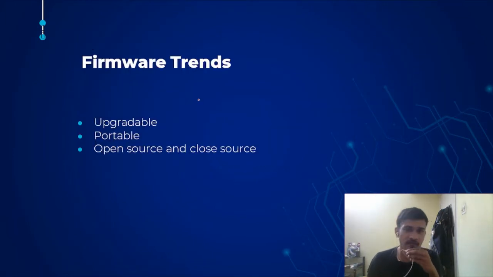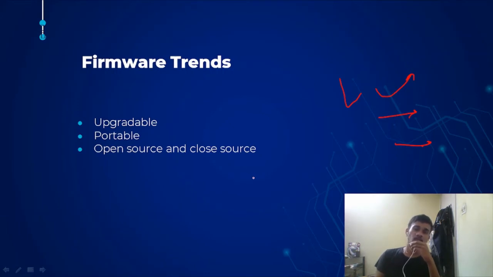So we have the firmware trends. It is upgradable, in the sense you can upgrade the firmware. It is portable, in the sense you can carry it anywhere you want. And it is open source and closed source. Open source means it is freely editable, and closed source means it is proprietary.